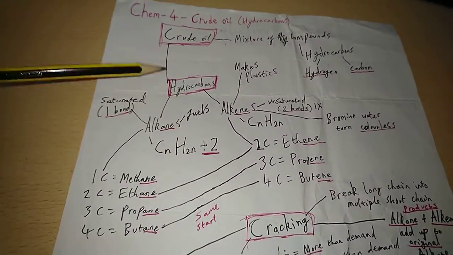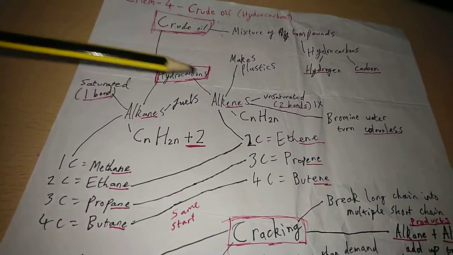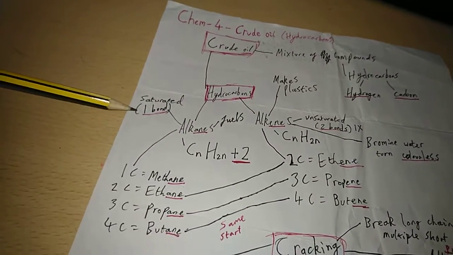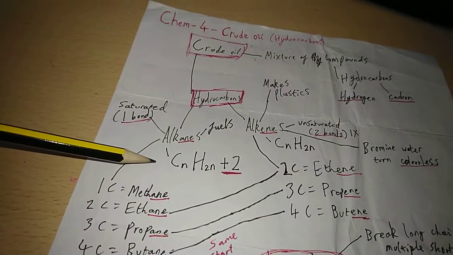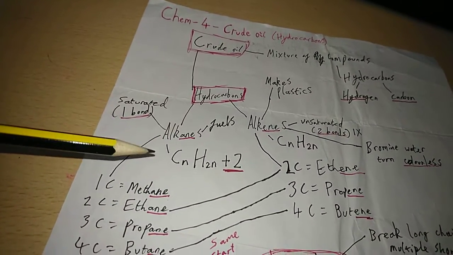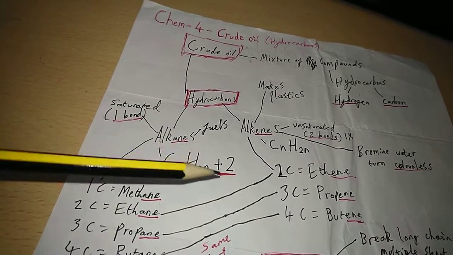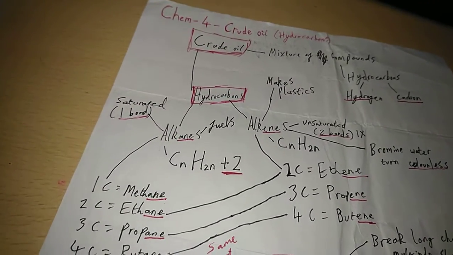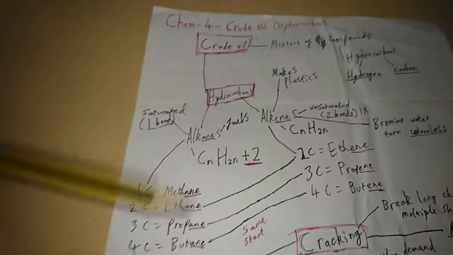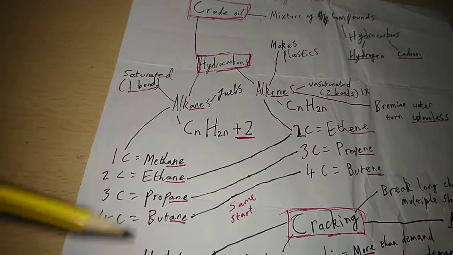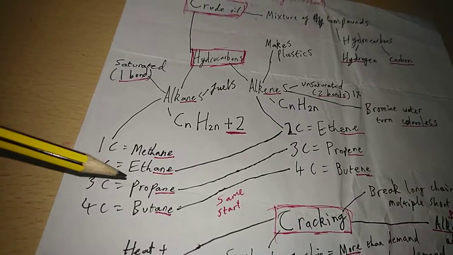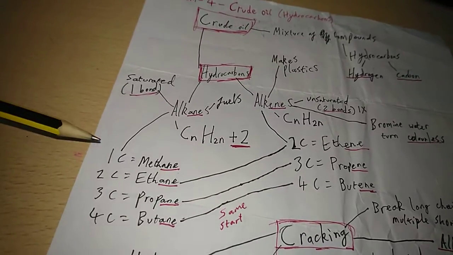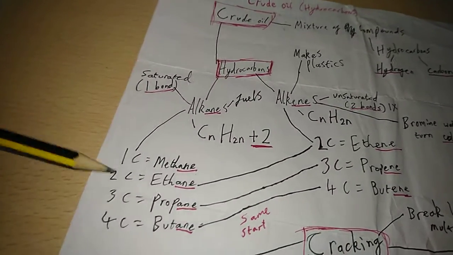There are two types of hydrocarbons: alkanes and alkenes. So let's start with alkanes. Alkanes are used as fuels. They're saturated, which means they have one bond. Their formula is CnH2n+2, where n is the number you add in depending on which alkane it is. The alkanes all end in -ane. So you've got methane, ethane, propane, butane, with one carbon, two carbons, three, and four.